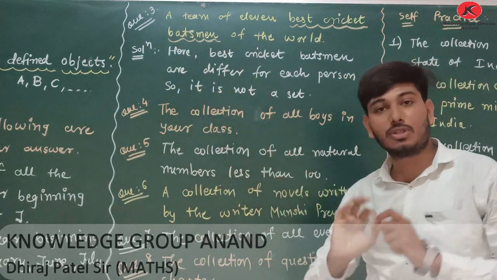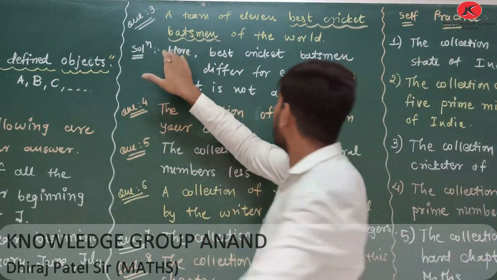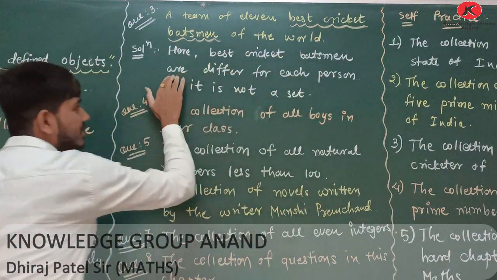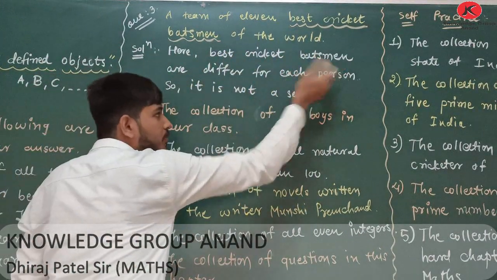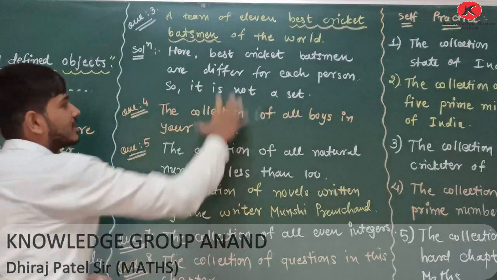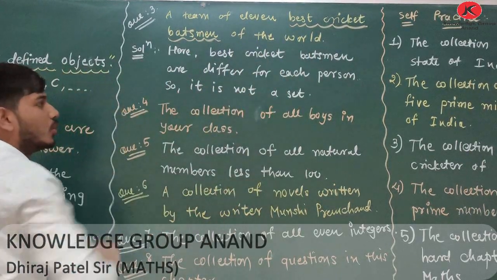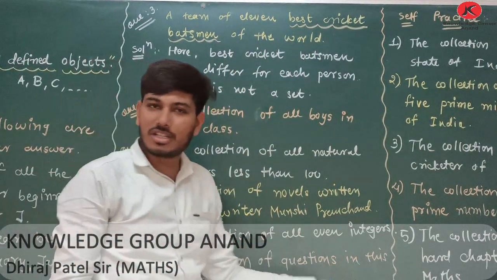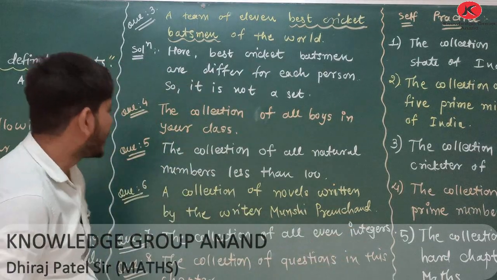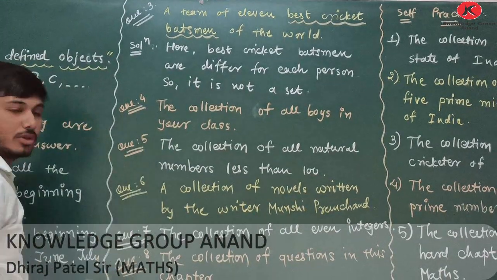Therefore, it is not a set. Here, the best cricket batsmen differ for each person. This is the reason, so it is not a set. Simple question.